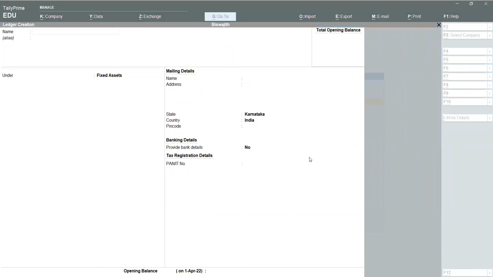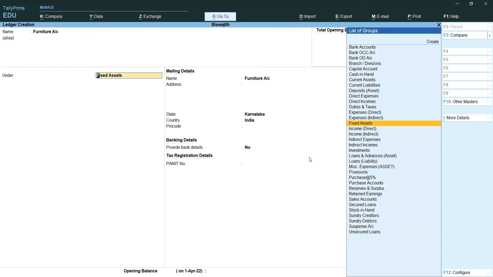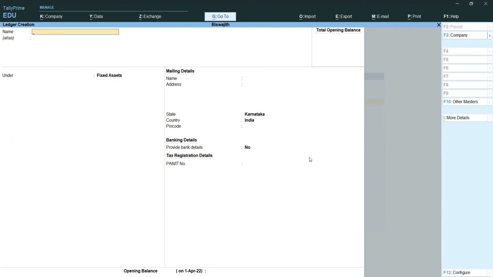Next, purchased office furniture by cash. Furniture account. It comes under fixed asset. Enter, you can save it.